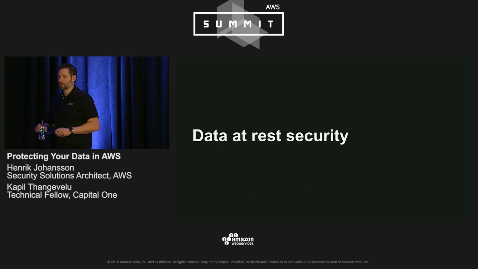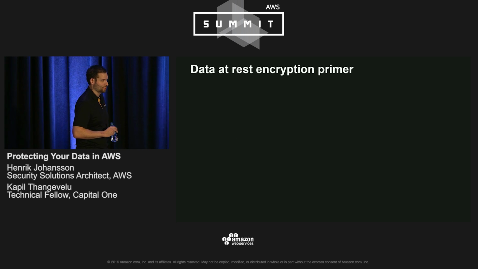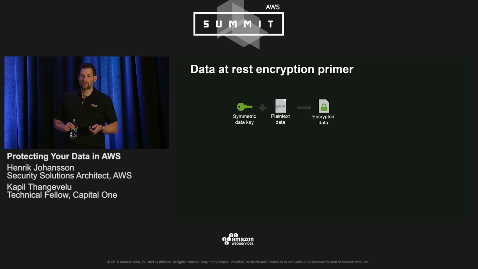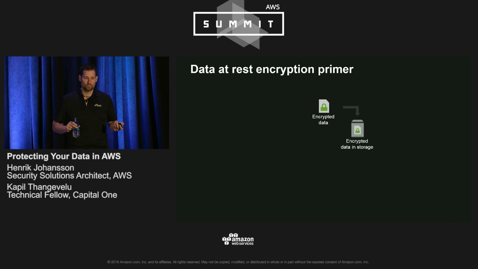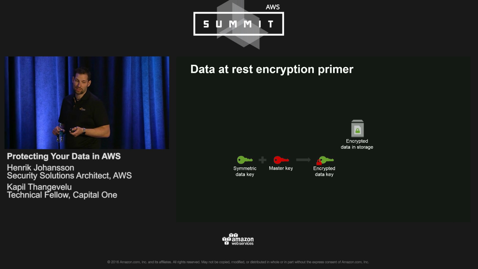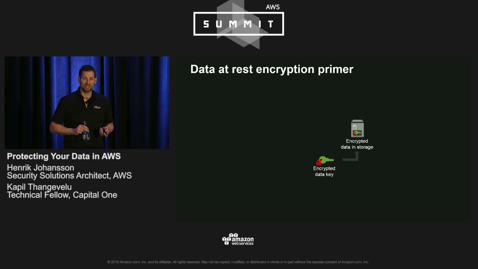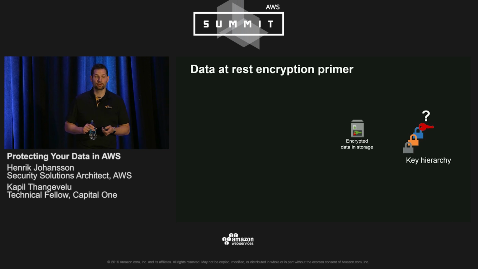Moving to the big area, which is data security at rest. So looking quickly at how data at rest encryption works, you have hardware and software that issue a symmetric data key. That symmetric data key is combined with the plaintext data that you want to encrypt, generating some encrypted data. That encrypted data is then stored onto some sort of storage in encrypted format. You then have the symmetric data key that you match together with the master key to create basically an encrypted data key, and then store that encrypted data key together with the object in the storage. And this also generates a key hierarchy that you need to maintain and understand.